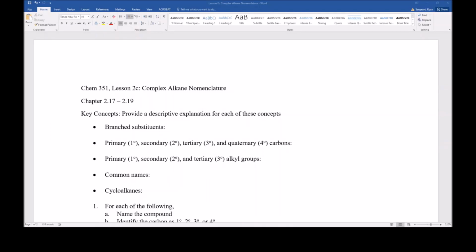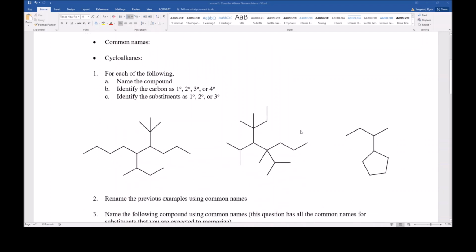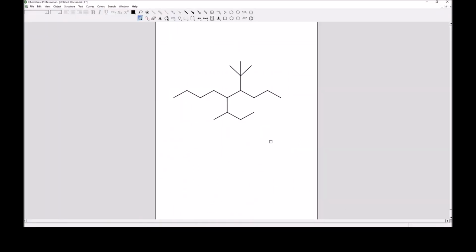In a previous lesson, we walked through the basic rules of alkane nomenclature, and you might have noticed that they're not actually that basic. Now we're going to add to those basic rules to look at some more complicated examples. So I'm going to look at this compound first. We'll move that over to ChemDraw.